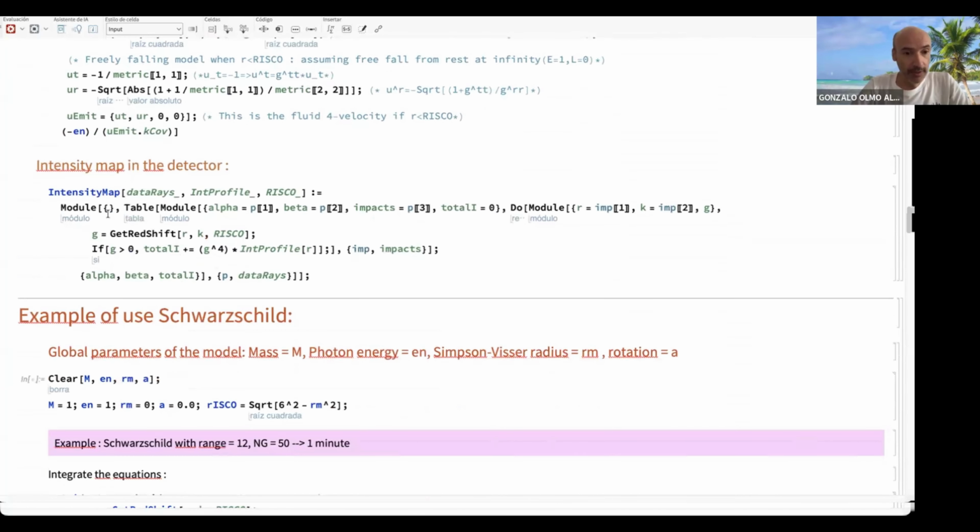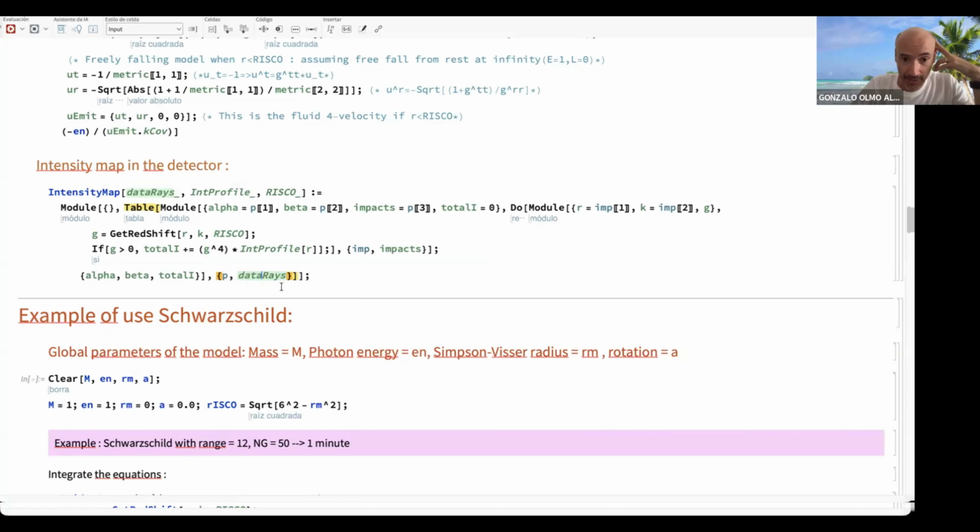So now we compute the intensity map in this way. We compute the redshift function that is given by the radial position, the K, and the ISCO. So the radial information is in this function, impacts. These are the impacts. Let me see, impacts is P3. This is the first component of the vector P, the second and the third. And where is this P? Ah, yes, P is data rays. And this data rays was the rays info.